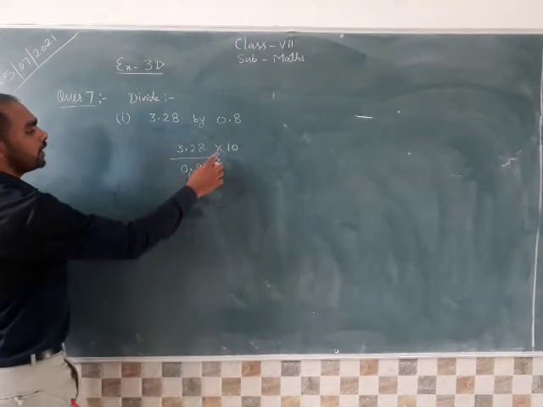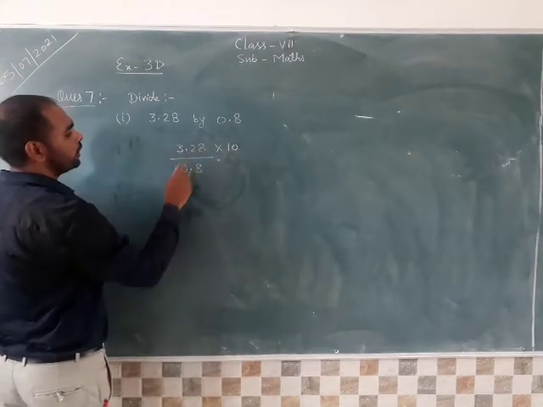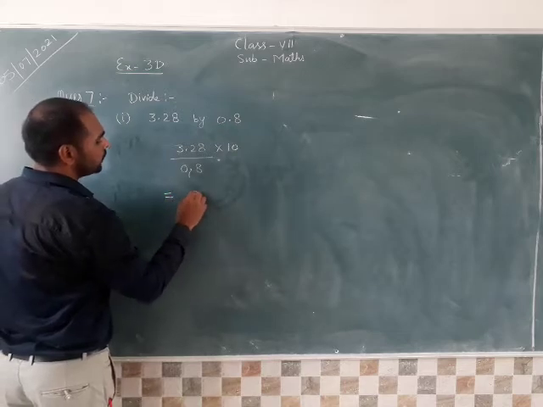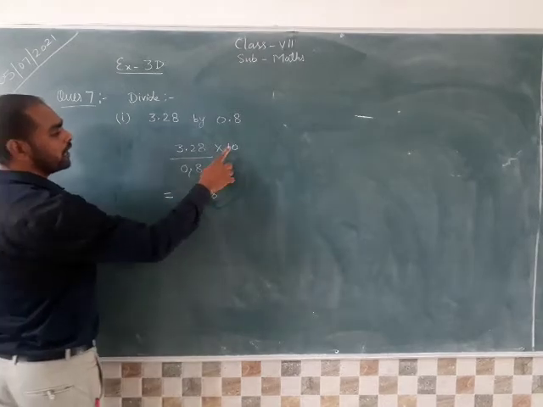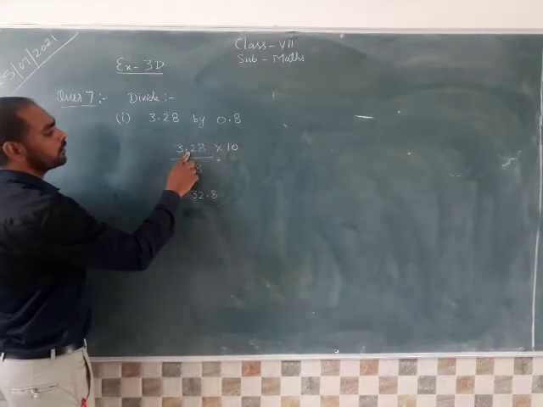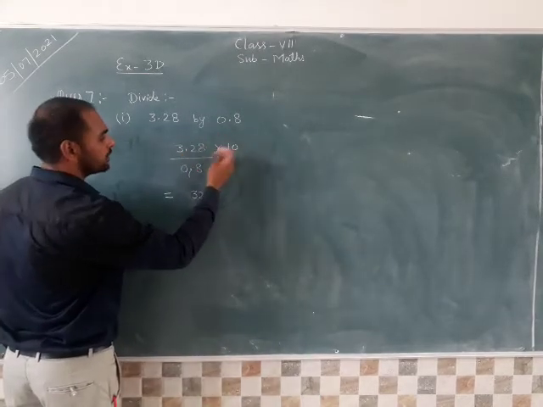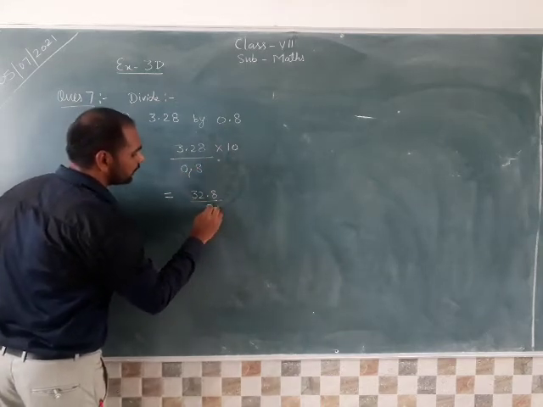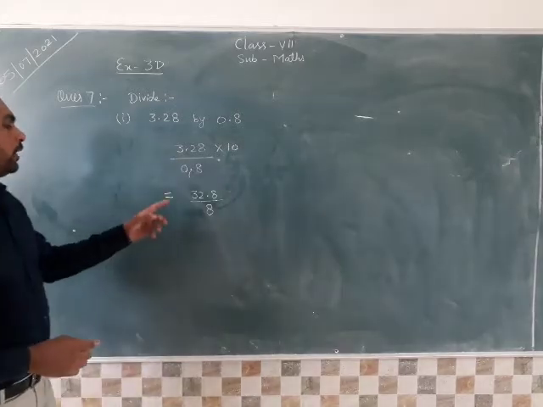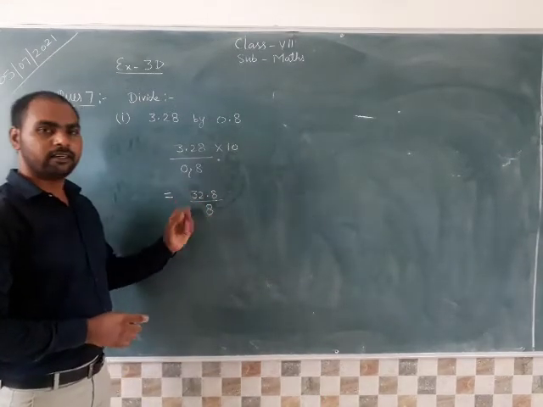So when we multiply 10 by 3.28, it becomes 32.8. Because I told you when we multiply, then point shifts to the right-hand side. Then in denominator it becomes 8. Now we have to divide 32.8 by 8.